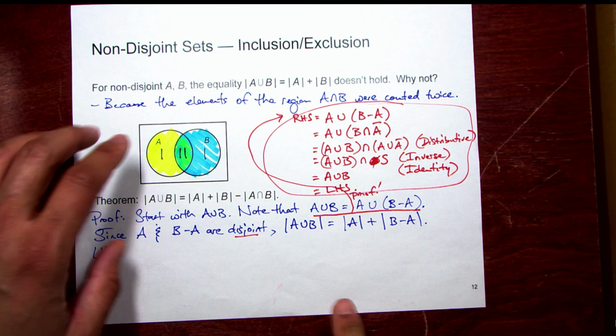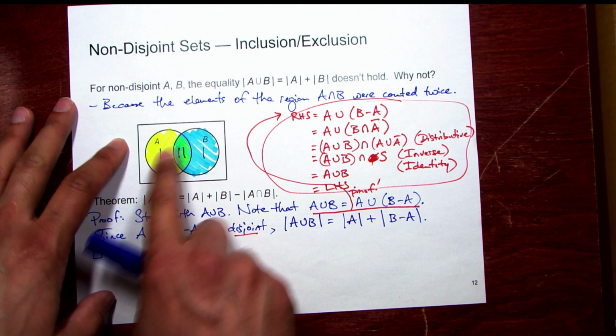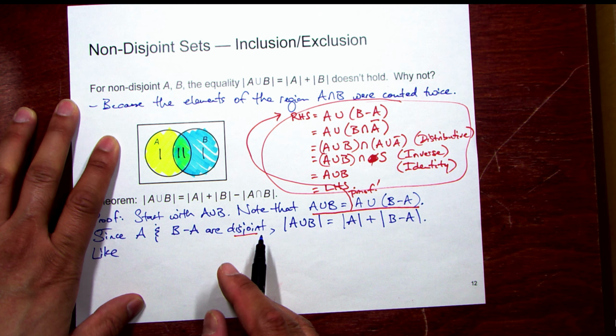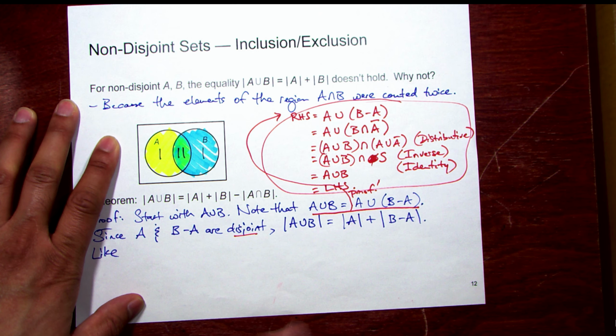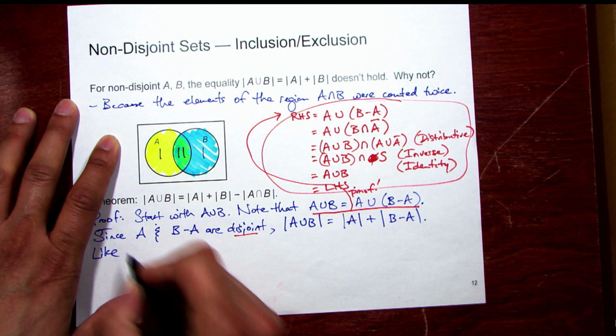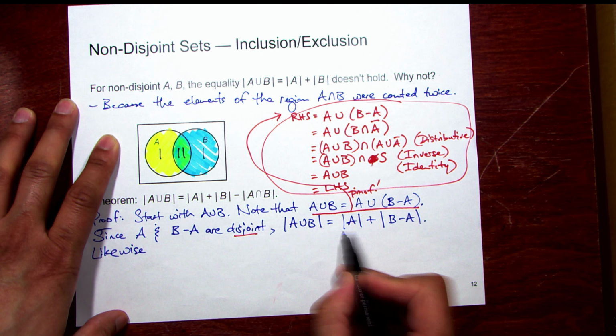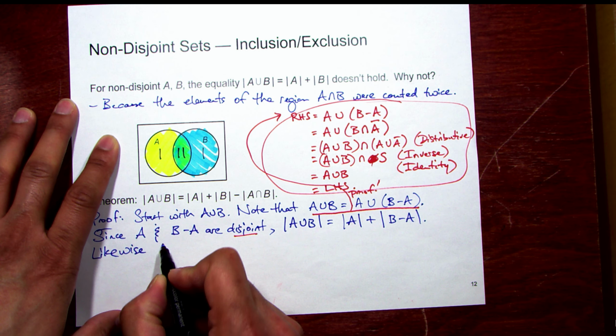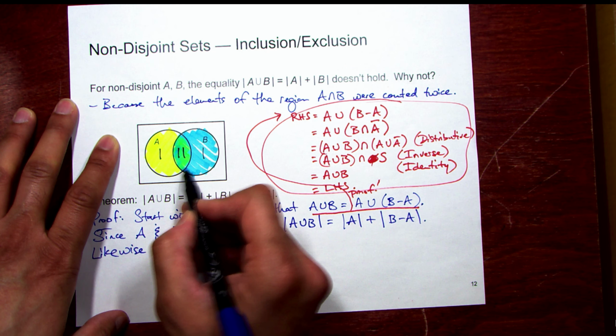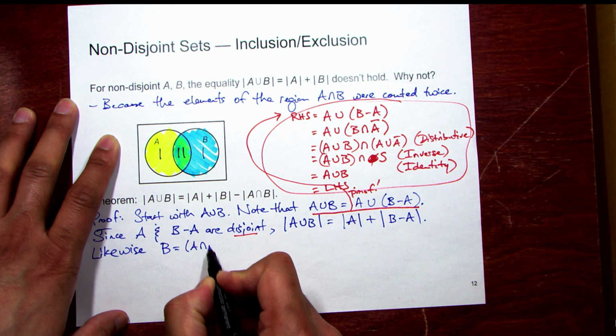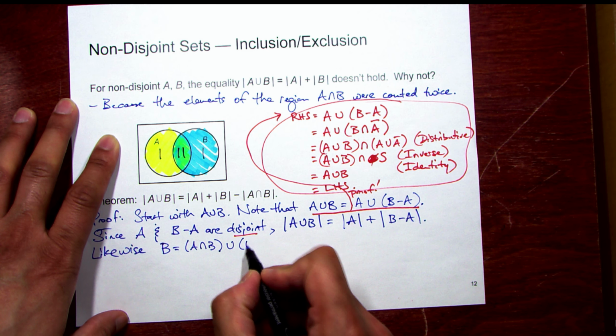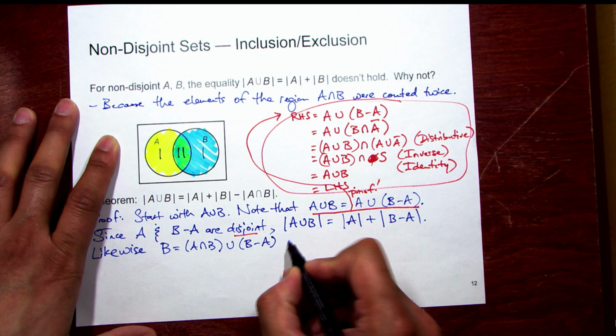So it was A and B minus A. We're going to break up B into its two sets. Sorry, we're going to break up B. Okay, so likewise, because we already have an A here, B is the union of this set here. So that's A intersect B, union B minus A, and they're disjoint as well.